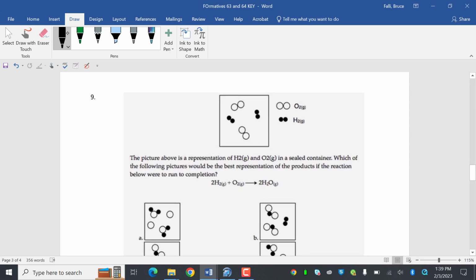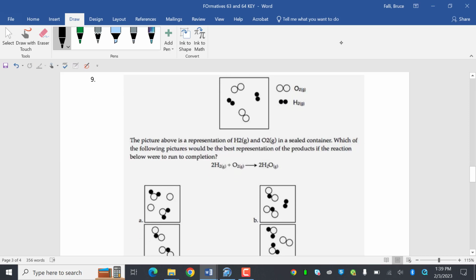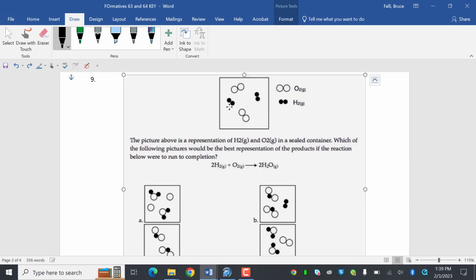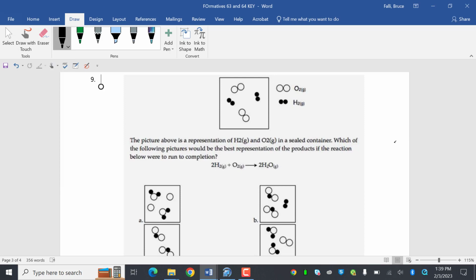The picture above is a representation of H2 and O2 in a sealed container. Which of the following pictures would be the best representation of the products if the reaction below were to run to completion? So let's run it to completion. So I've got to make water. Okay, so I'm going to have 2 H2, and I'm going to have 1 O2. So when I do that, that's going to give me 2 H2Os. So there's 1, there's 2, and then I'm going to have left over double white ring.